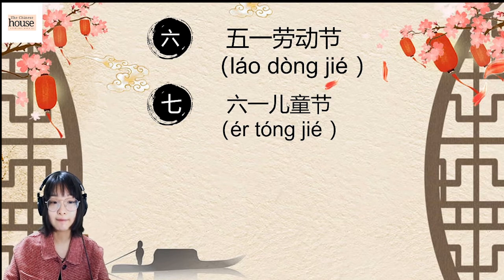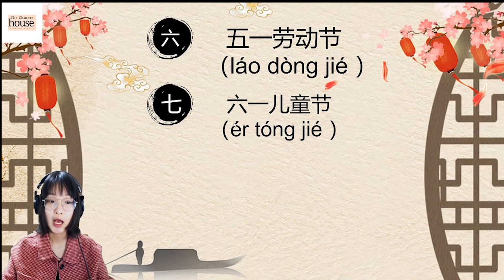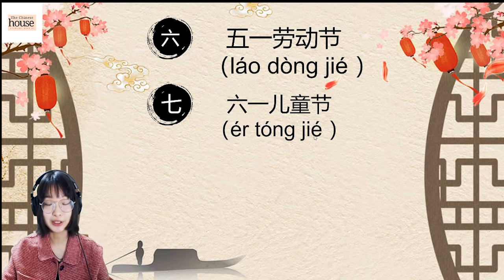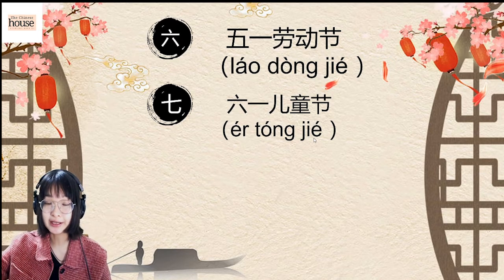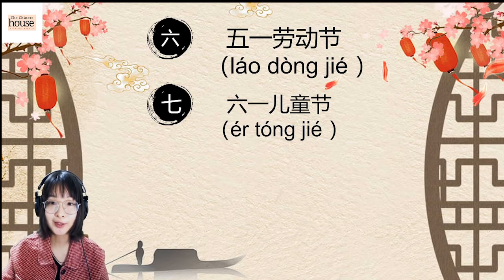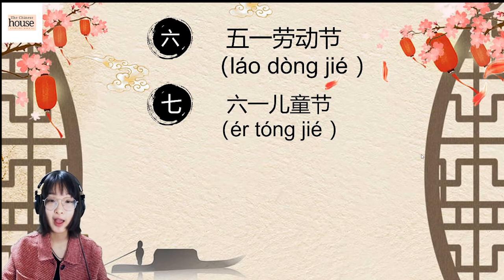And then we have Children's Day. 六一 is the date of it. 儿童 means children. 儿童节. 儿, second tone. 儿童节. So this is the course for today.